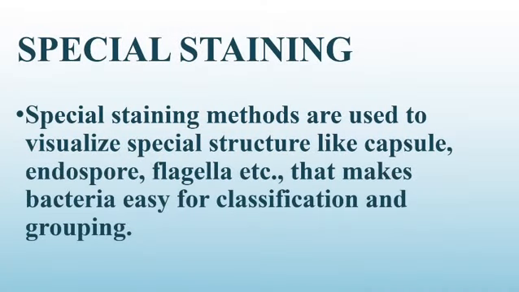In this lecture, we'll see the next type of staining method used to differentiate microorganisms. We call this the special staining method. Special staining methods are used to visualize special structures like capsules, endospores, flagella, etc. That makes bacteria easy for classification and grouping based on the presence or absence of the listed special structures being present in bacteria.